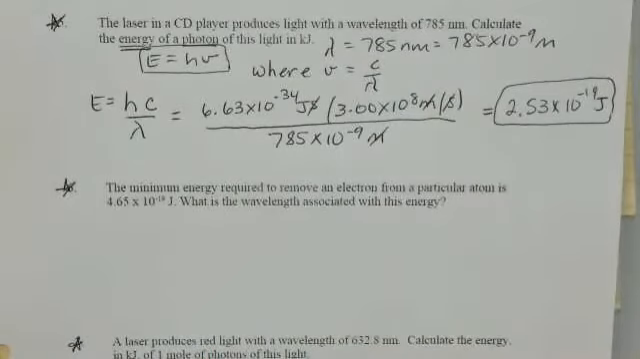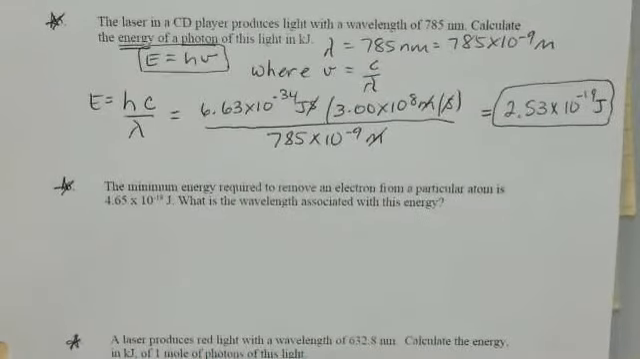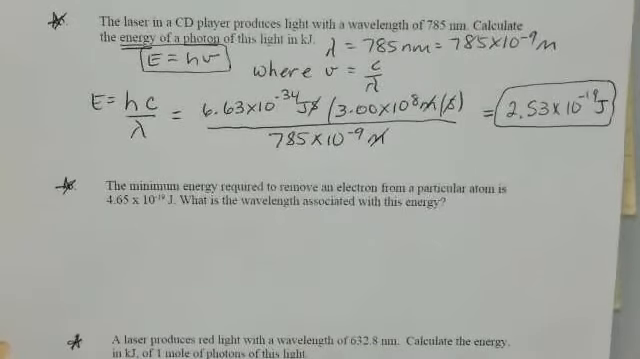All right, so the next question says the minimum energy required to move an electron from a particular atom is 4.65 times 10 to the negative 19 joules. And we want to know the wavelength associated with that. So this is where it starts to turn into looking at atomic structure and electrons, and the formulas pretty much stay the same. We get extra formulas though looking at electrons.